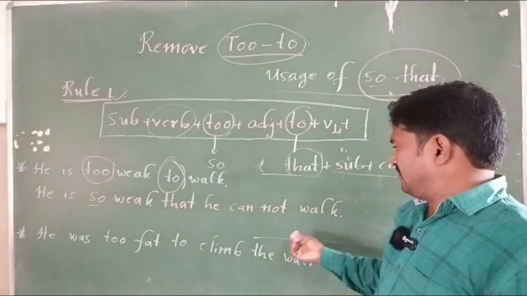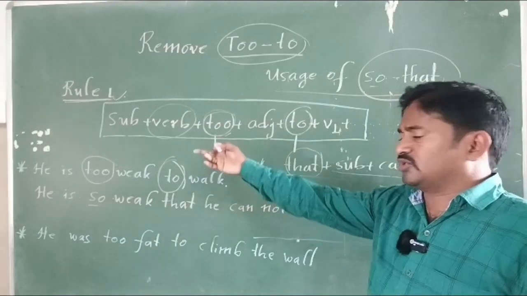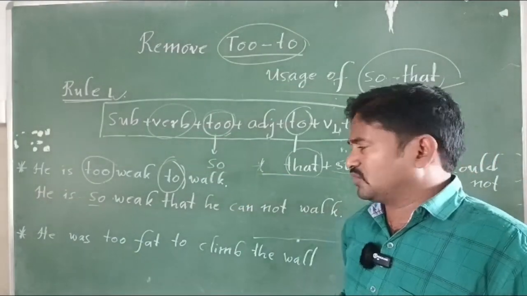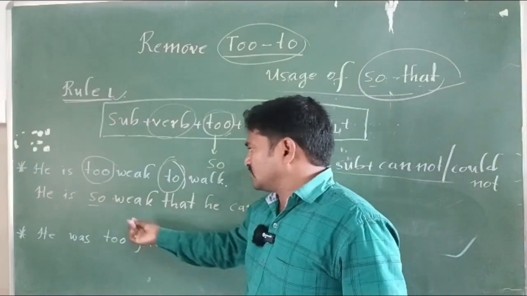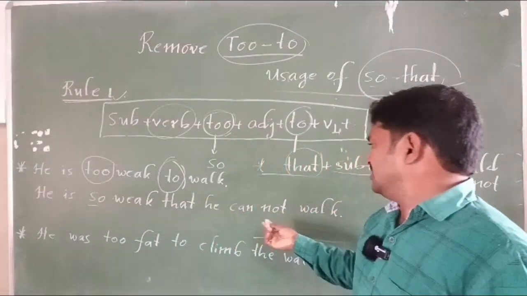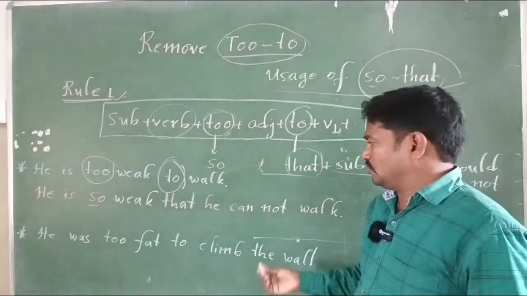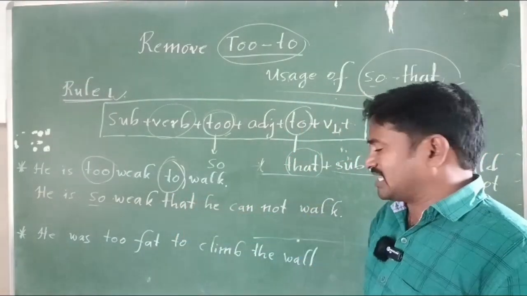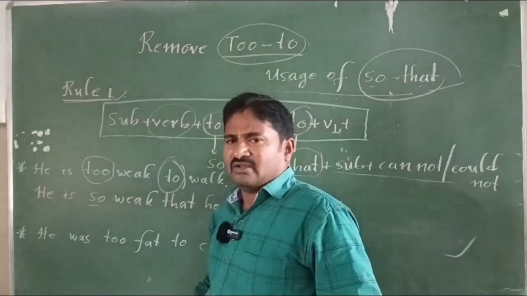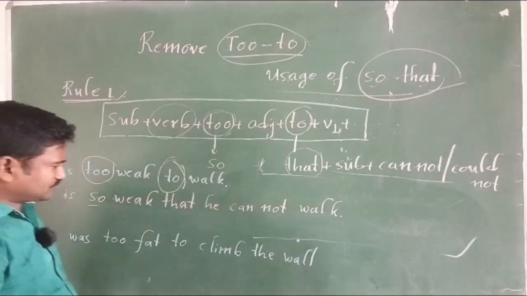In case we are given this sentence in the examination, we will use "to". In which way? In place of "so" we have to use "too", and in place of "that" we can use "to", removing all the things like cannot. Then we can use it. Okay, so next example we'll see.